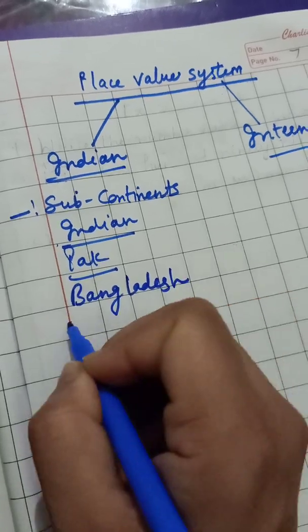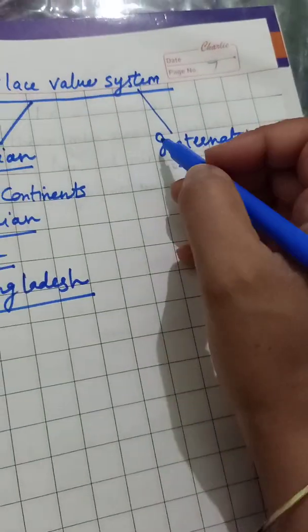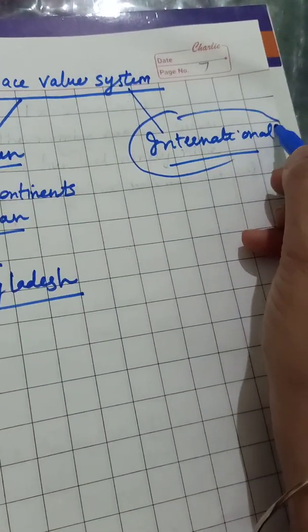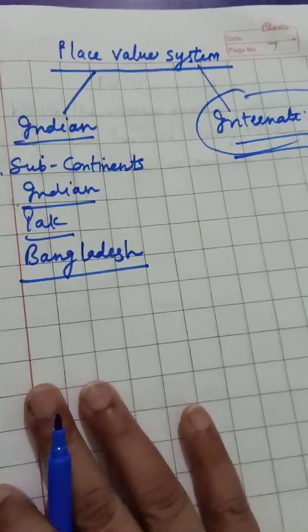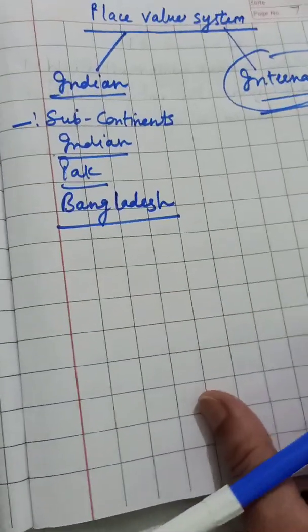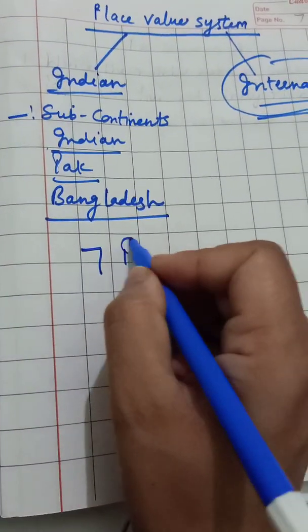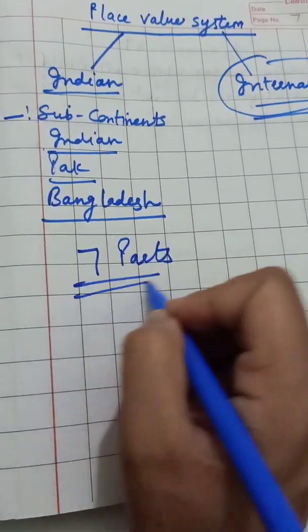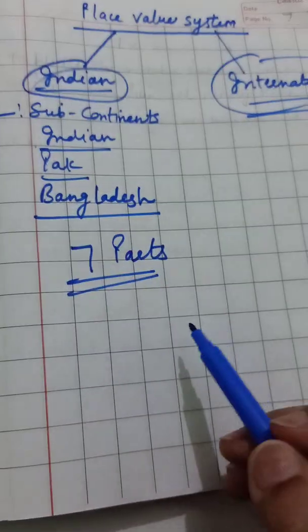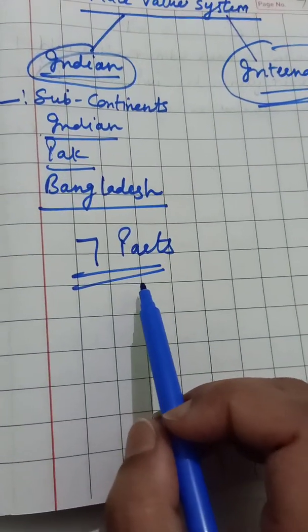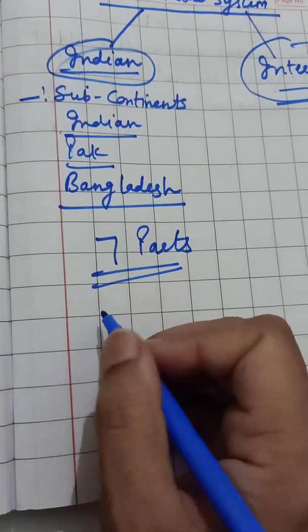But what about other countries and continents? There, the international place value system is used for numeration work. The Indian place value system consists of 7 parts. I'm talking about the Indian place value system first.